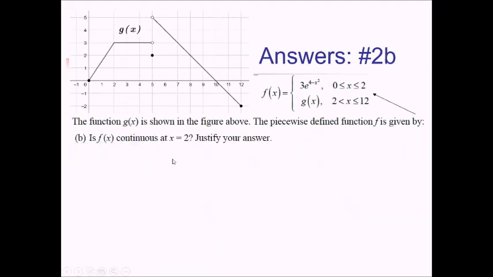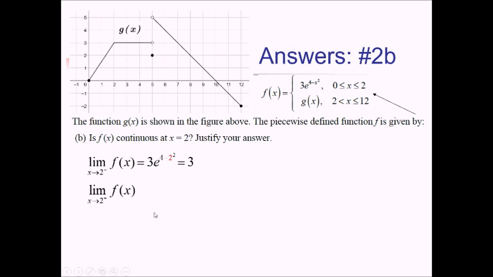For this problem part, to figure out if f of x is continuous at x equals 2, because x equals 2 is a border value, we have to test out the left side limit, the right side limit, and the function value there. Let's do the left side limit as x approaches 2. That's going to be using this less than 2 rule here, this 3e to the 4 minus x squared. So we can just write 3e to the 4 minus 2 squared. This is just e to the 0, which is 1, so this is all just 3 when all is said and done. So there's our left side limit at 2.